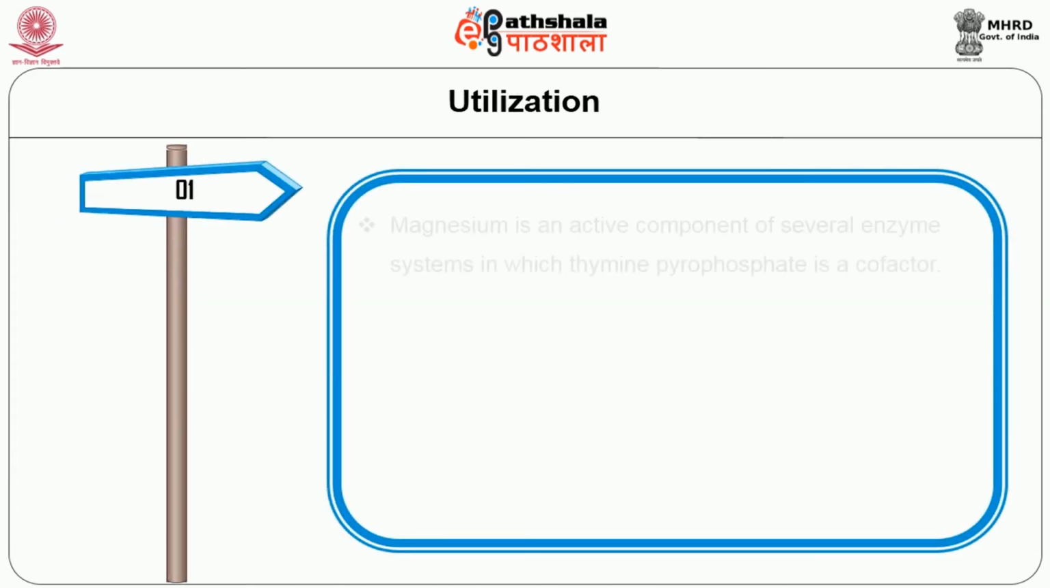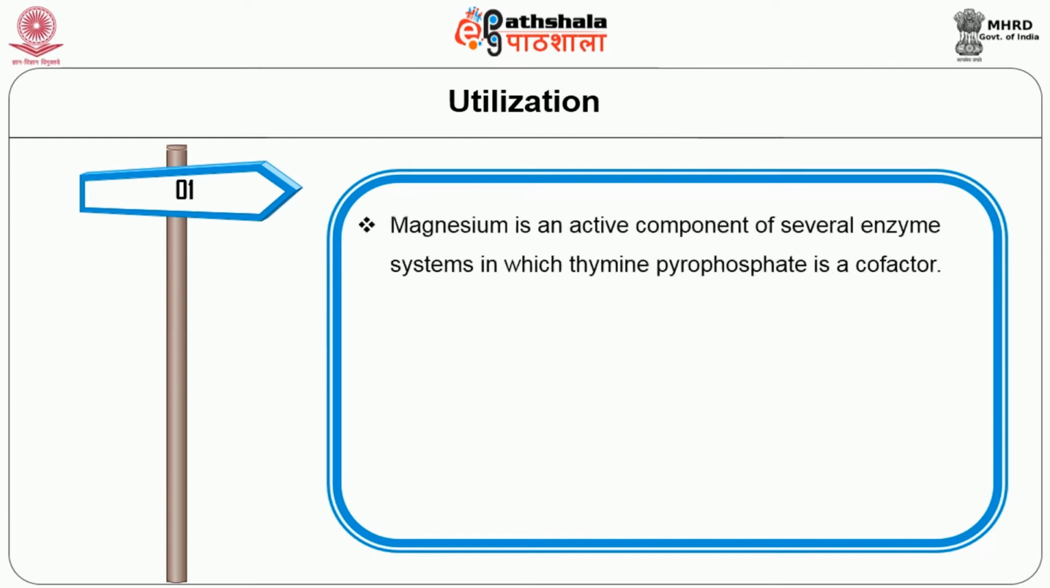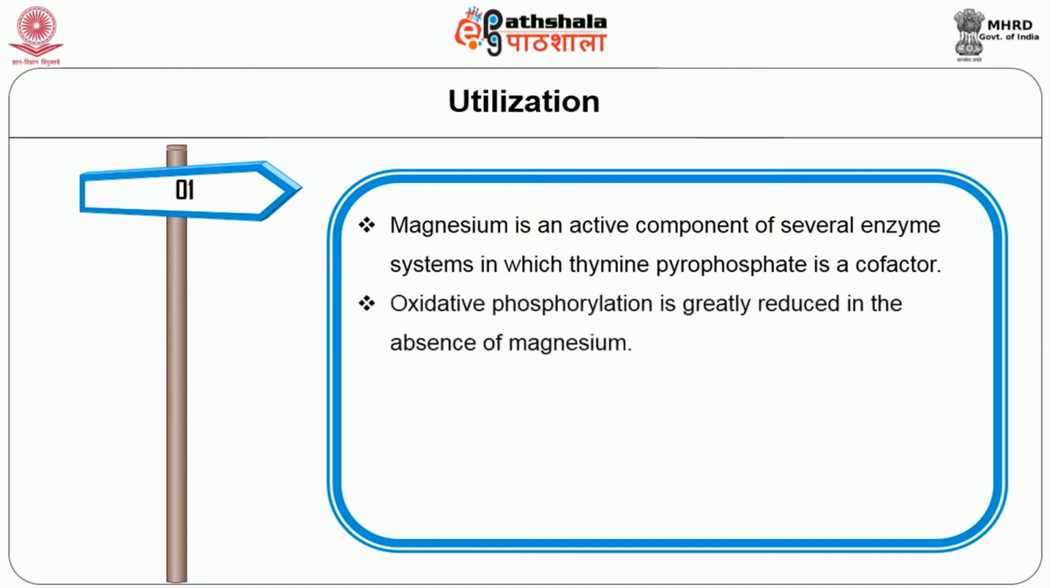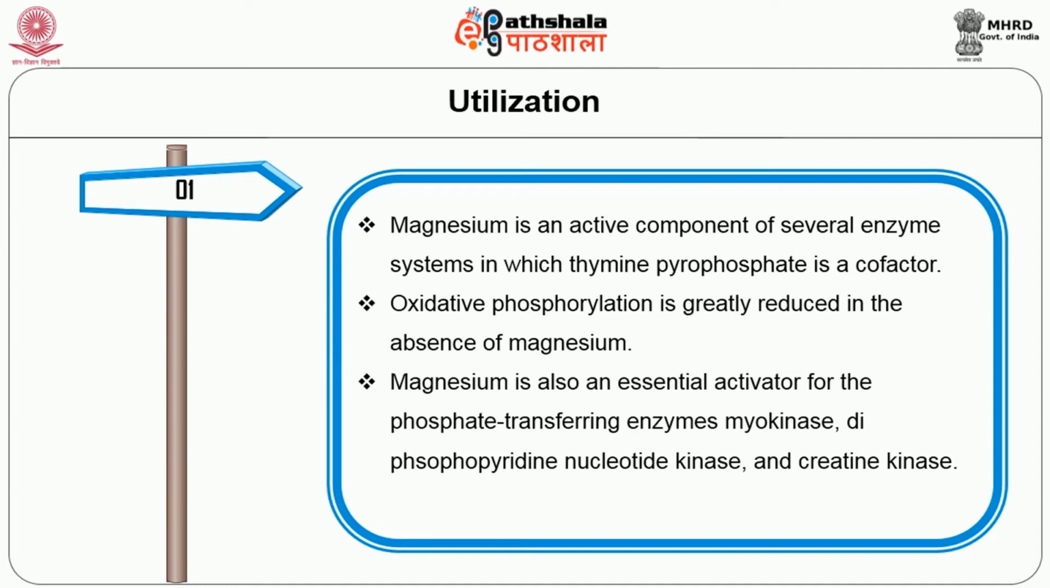The utilization of magnesium in the body. Being a part of bone tissue, magnesium is utilized in many important structural functions. Magnesium is an active component of several enzyme systems in which thiamine pyrophosphate is a cofactor. Oxidative phosphorylation is greatly reduced in the absence of magnesium. Magnesium is also an essential activator for the phosphate transferring enzymes myokinase, diphosphopyridine nucleotide kinase and creatine kinase.